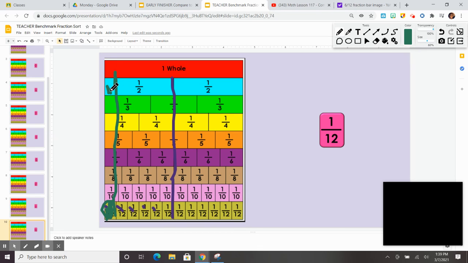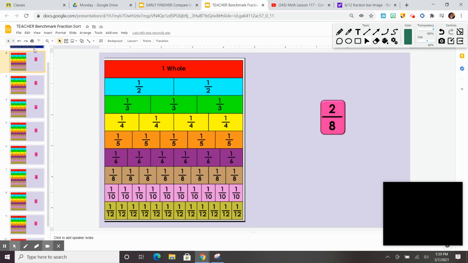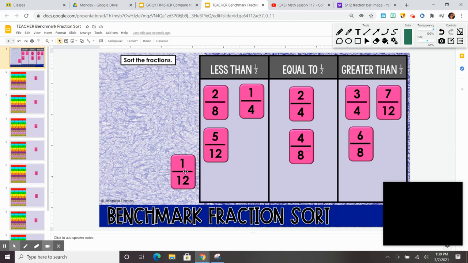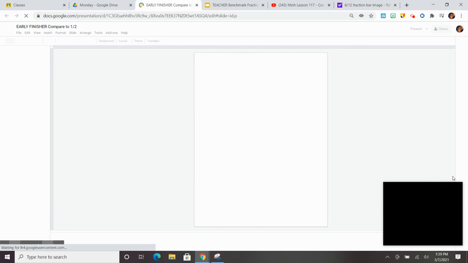So, is 1/12 greater than, less than, or equal to 1/2? It is less than 1/2. So I would go up here and move them to the less than 1/2 category. Okay? So again, you guys are sorting fractions, and I'm going to go over your assignment for today because I just taught you the lesson. Now I'm going to go over the assignment that you guys are working on.